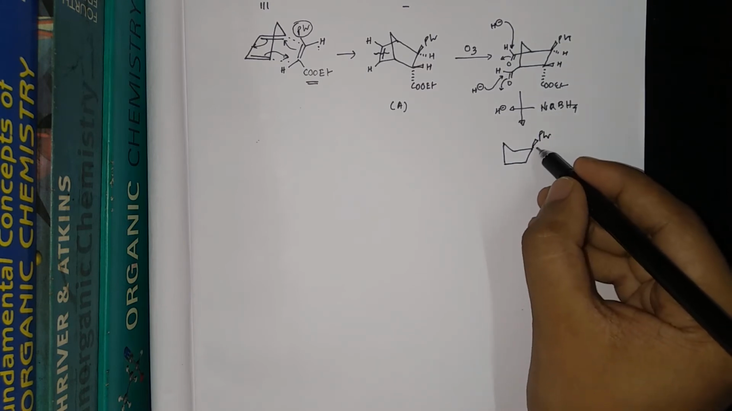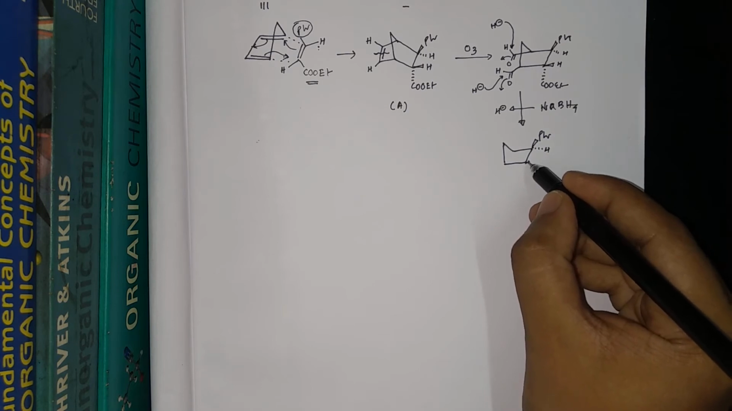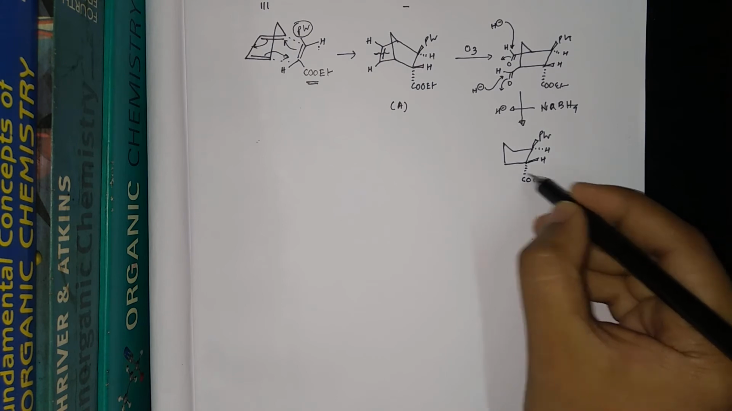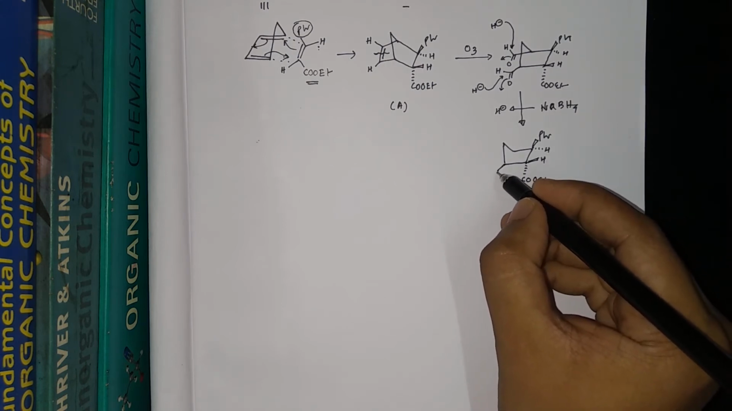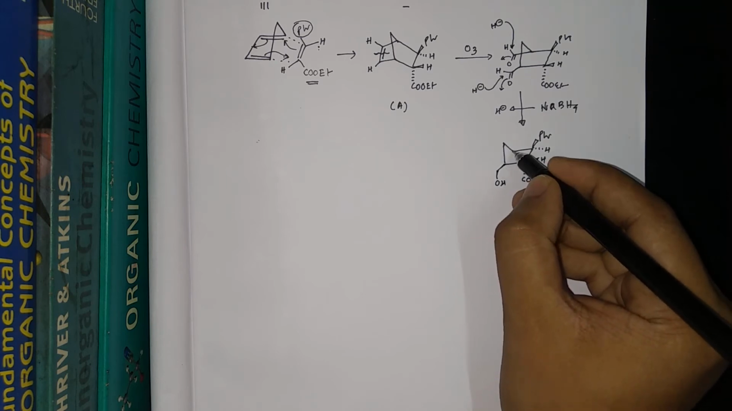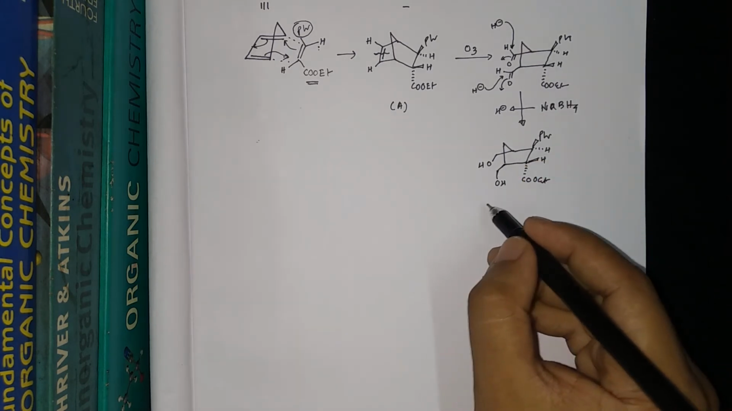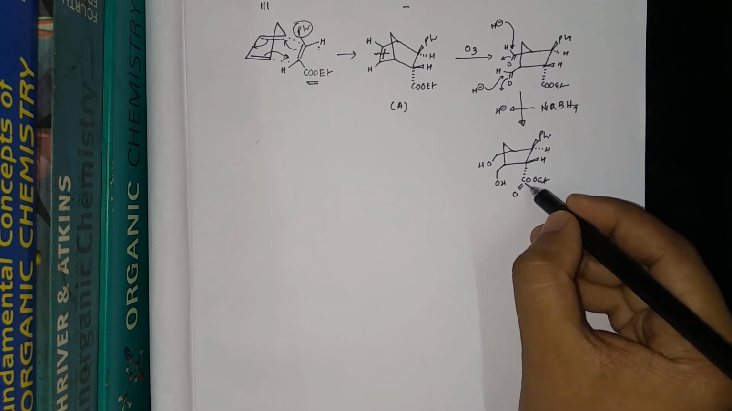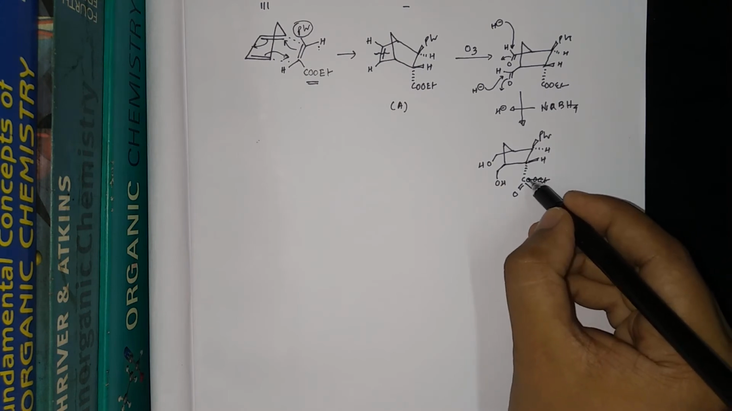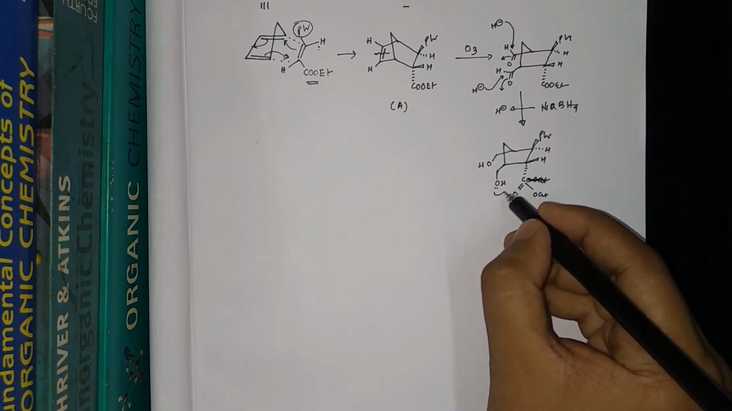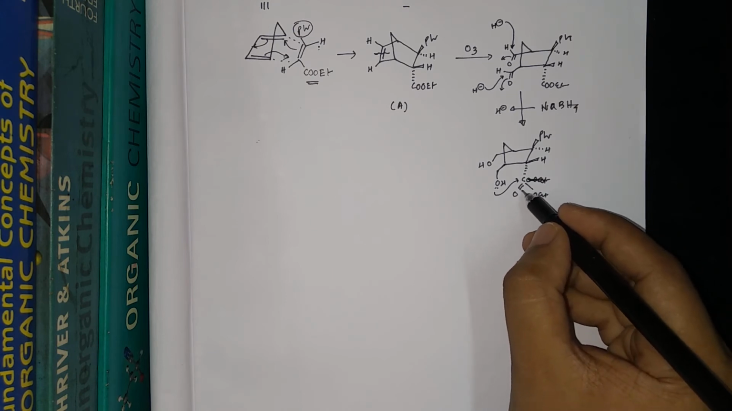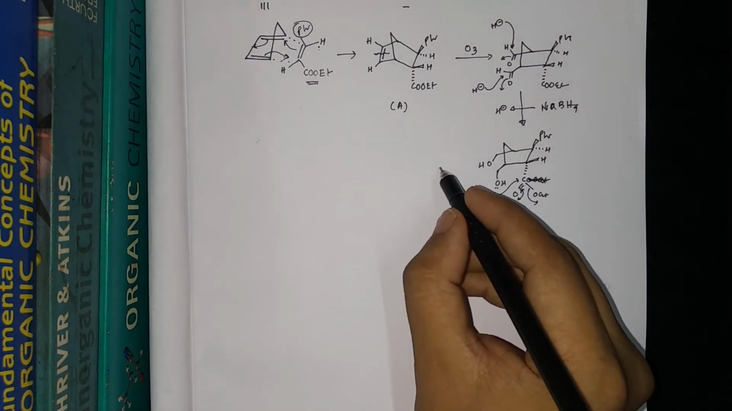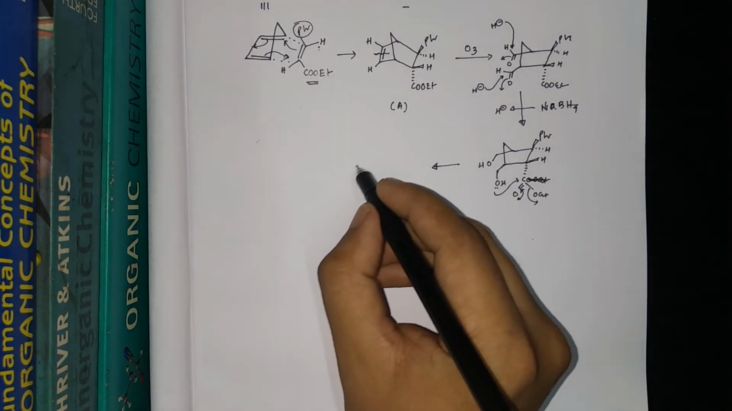Ph, H, here H, and COOEt, and here this one is CH2OH, and here also CH2OH. Now this COOEt group we can write like this, C double bond O, OEt. Now this OH can attack here, and this can come out, this can go back, and this OEt can be removed. So what will be the product? The product will be like this.